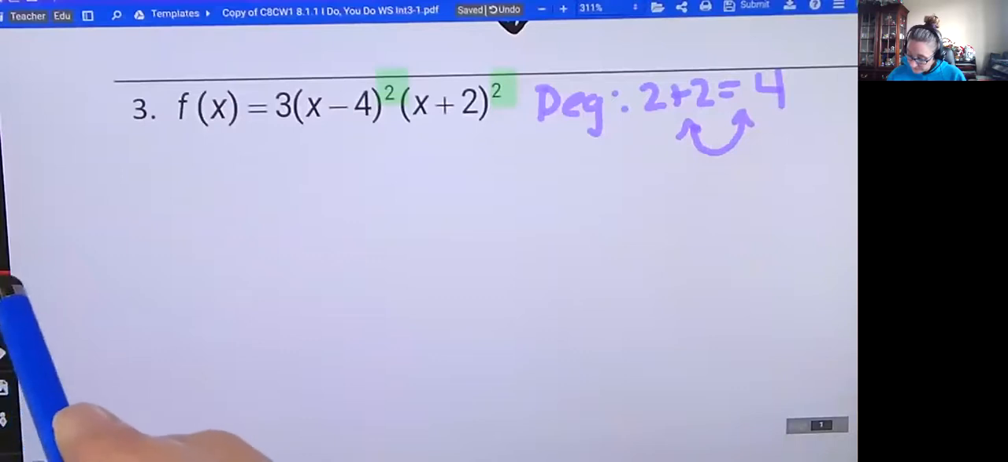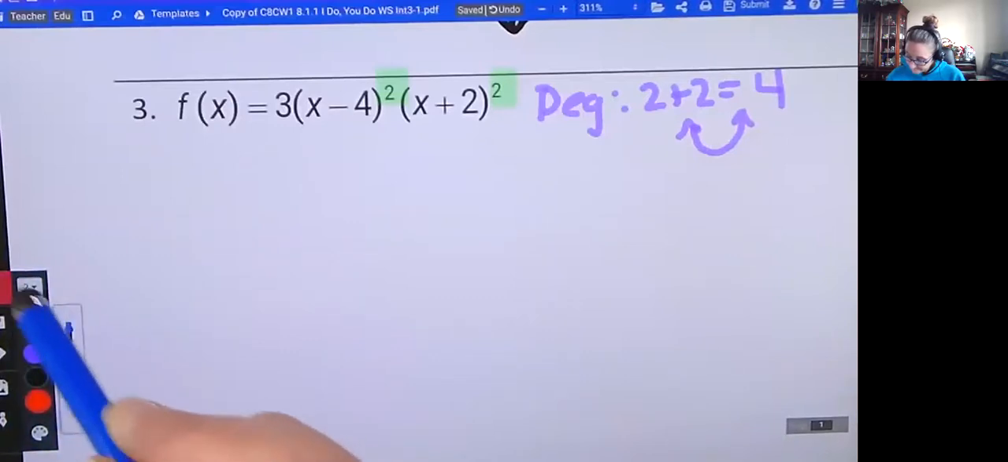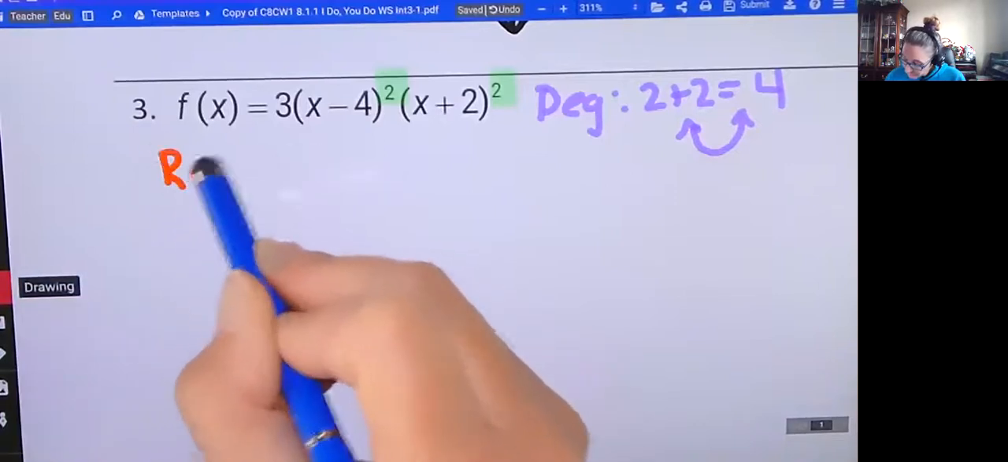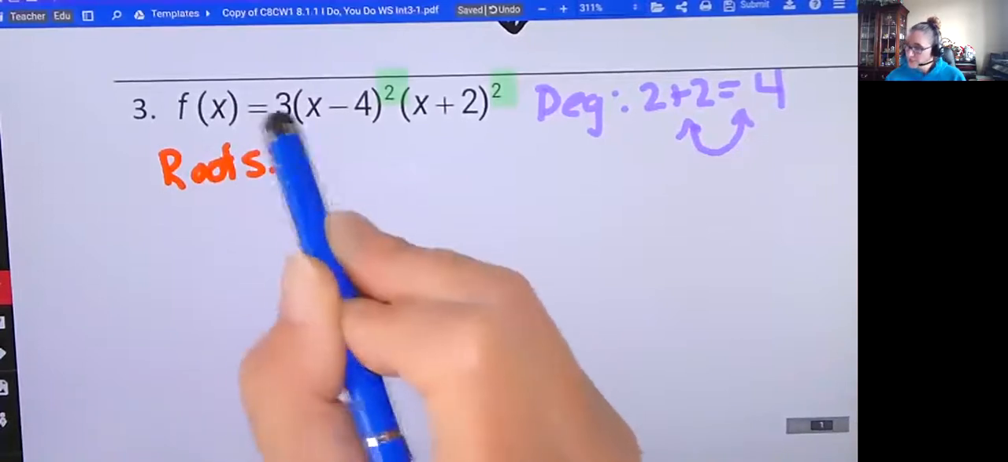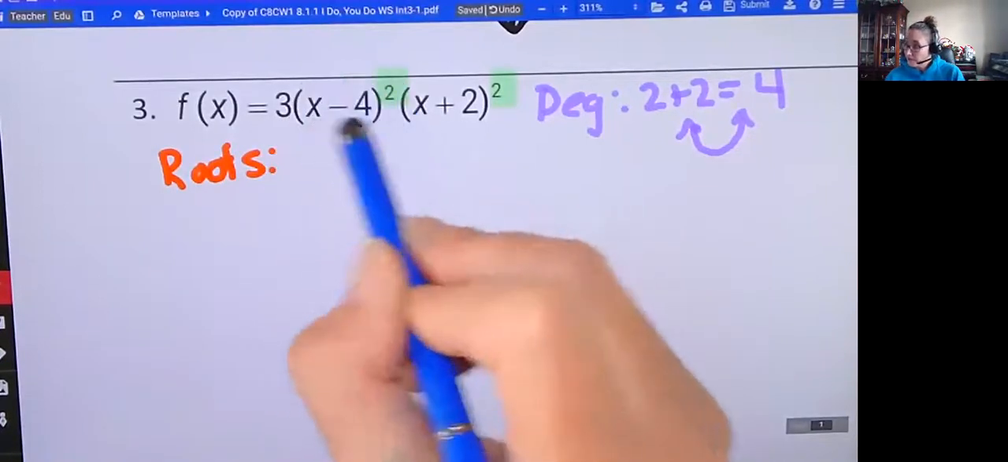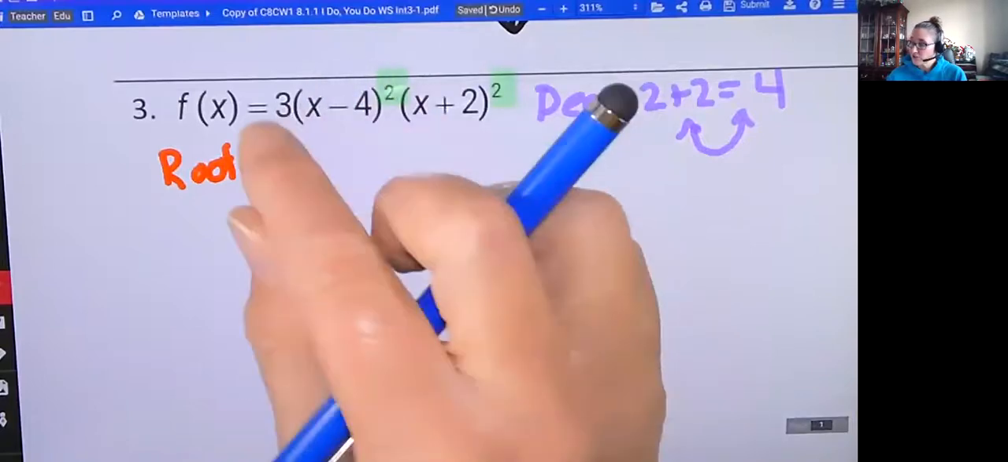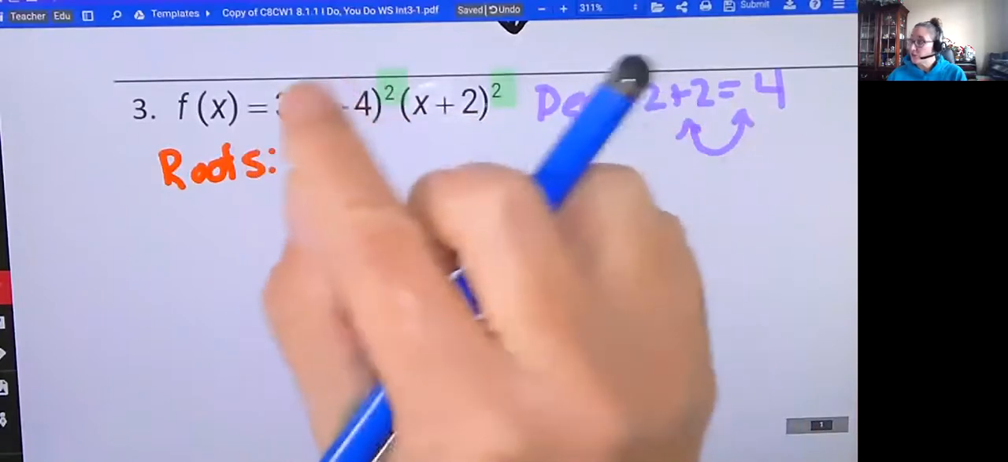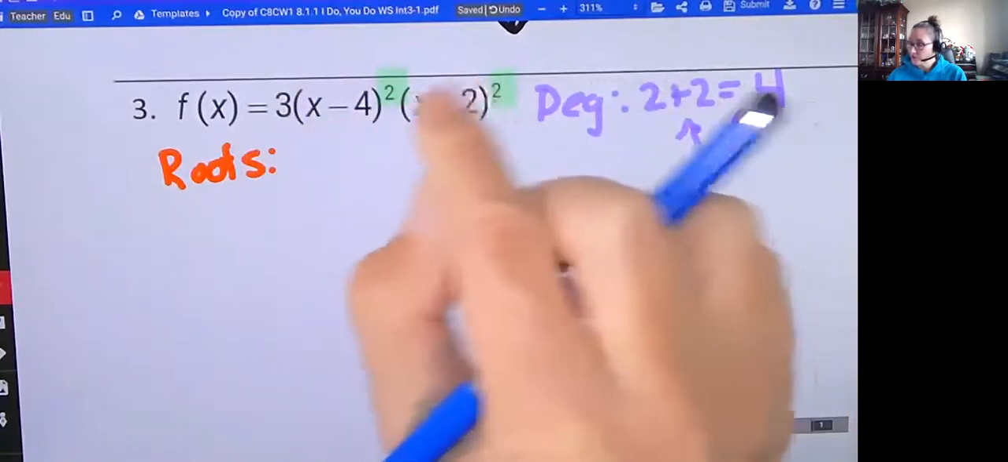So now let's look at our roots. And so my roots are my zeros. Again, that 3 is a 3. That's not going to be a 0. You can't make the 3 into a 0. It's a 3. I'm concerned about what makes this 0. So this is 3 times something times something. So the 3 is not going to get me the 0. This is going to get me 0. This is going to get me 0.